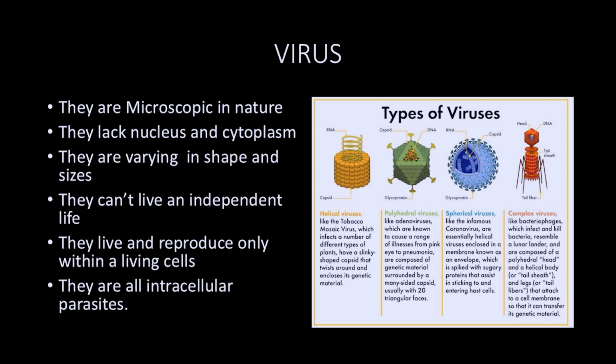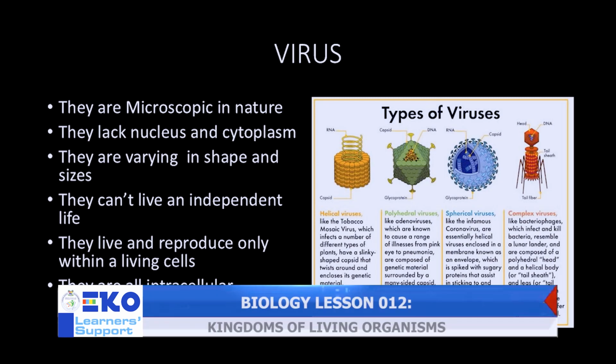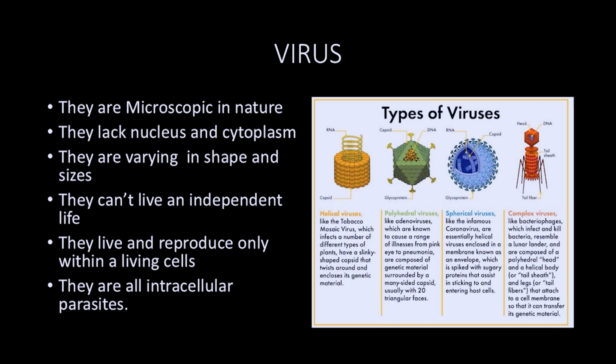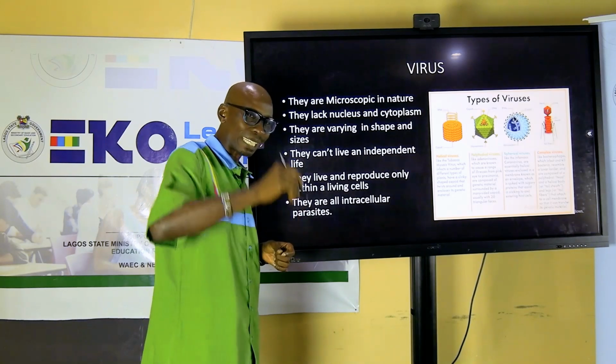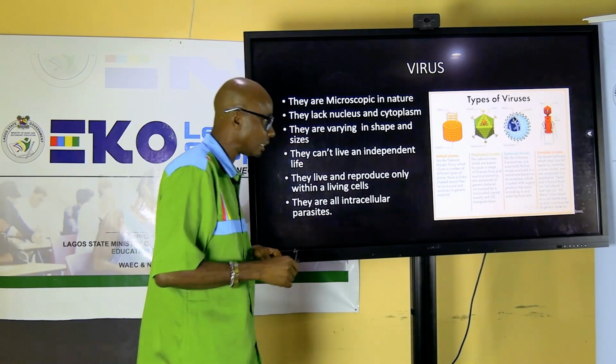The next one, they live and reproduce only within a living cell. If they are outside a living cell, they don't reproduce. But once they are inside a living cell, their reproduction becomes fast. Within a few seconds, a virus can multiply rapidly. They are intracellular parasites. That means they affect cells. They are parasites that reside within the cell itself.